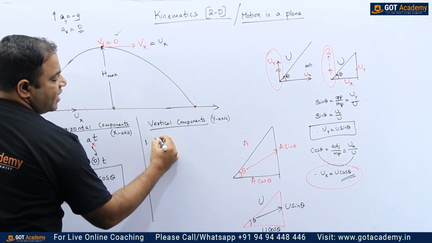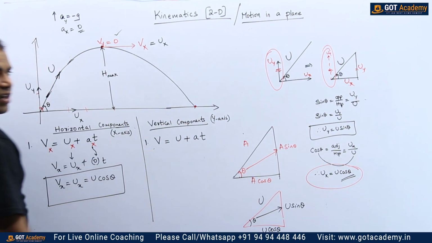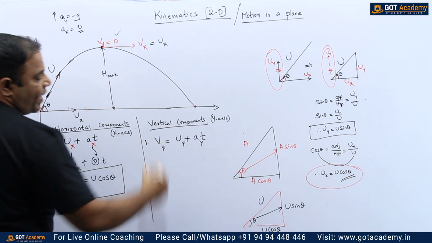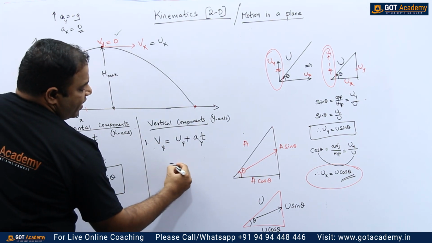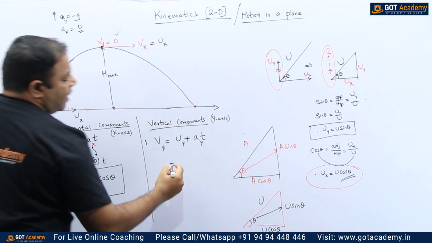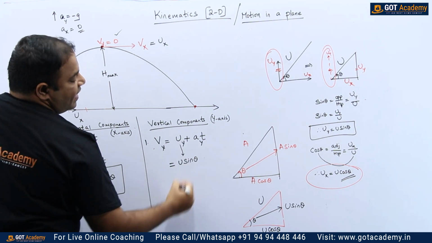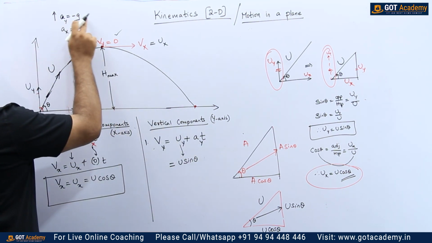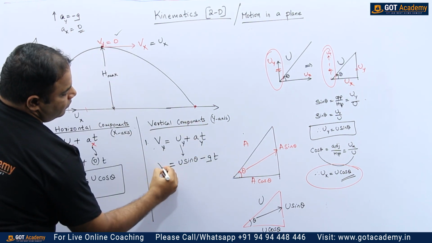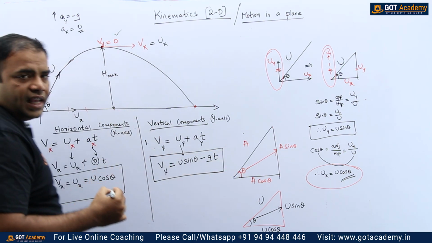Here, again, the same kinematic equation, v is equal to u plus a into t. About y I have to speak, so let me take suffix y. So what is uy? As I mentioned earlier, uy is equal to u sin theta. What is the acceleration along the y-axis? That is minus g. So this is the equation for the y component of velocity.